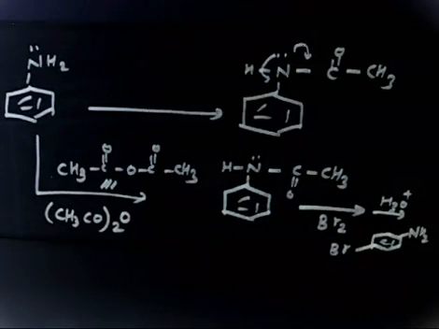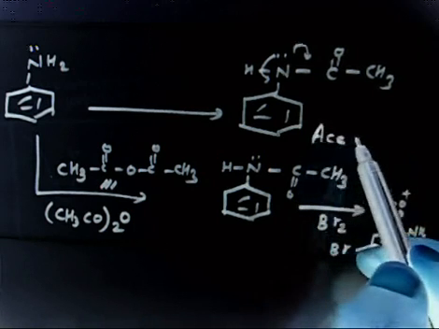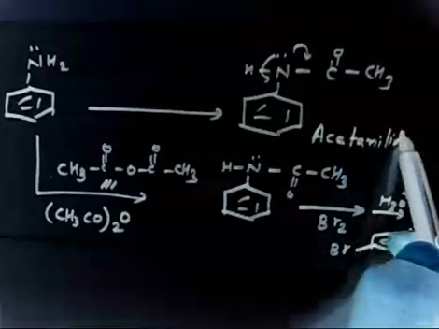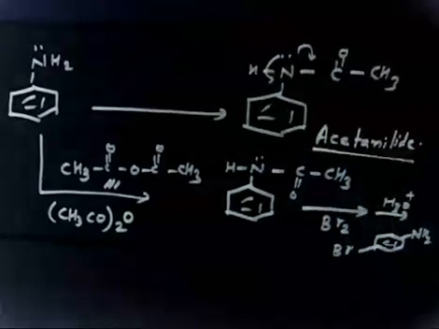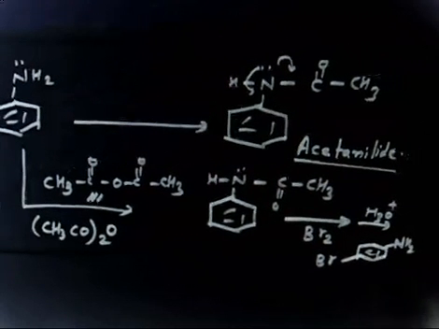So this is quite a good way to prepare a mono halogen derivative of aniline or phenol. The reactivity of phenol and aniline can be decreased by reacting with acetic anhydride, and this is called acetanilide. So let me write the name. This is called acetanilide, and that is called acetate. The previous one is phenyl acetate, so leave that one. You remember the name of this only.